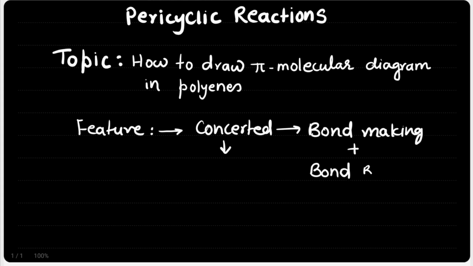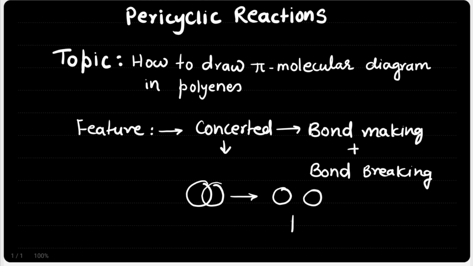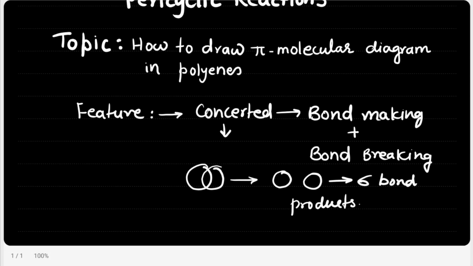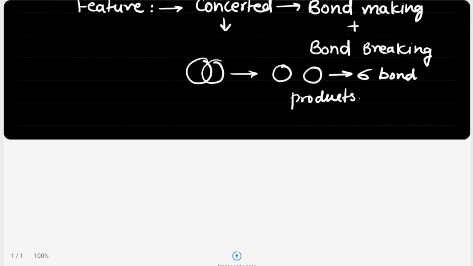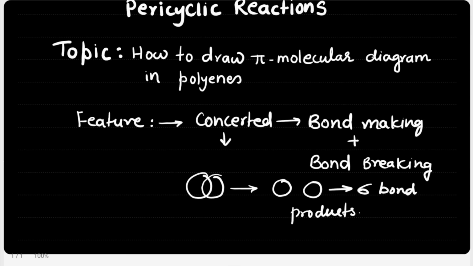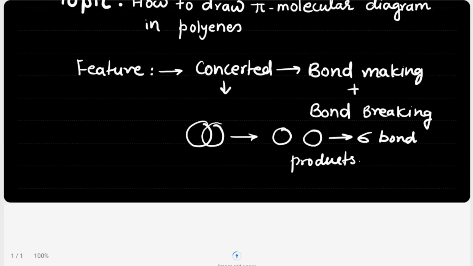Now whenever we talk about bond making and bond breaking, what is exactly happening? We know that this is a sigma bond, and when it breaks you will get two different components or two different products. I'm talking about the sigma bond. In some cases we are using pi bonds. So let us draw the pi bond.